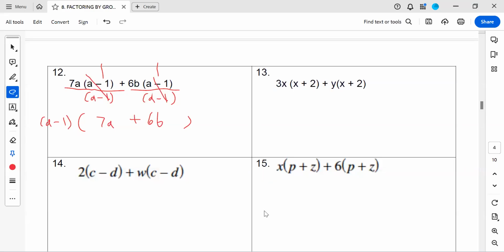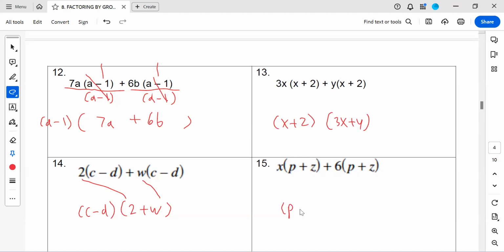Okay, so you could have done these on your own, and now we're just checking. For this one, you should have gotten x plus 2, and then 3x plus y. For 14, you should have gotten c minus d, which is the common parentheses, and then 2 plus w. If you notice, the common parentheses here and the two terms on the outside make up the other parentheses. For 15, you should have gotten parentheses p plus z, and then the other parentheses x plus 6.